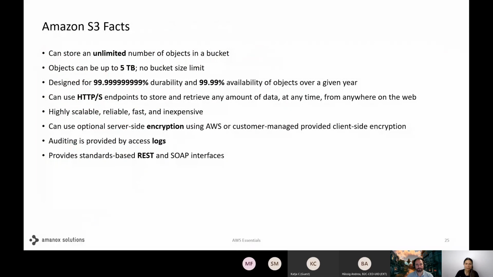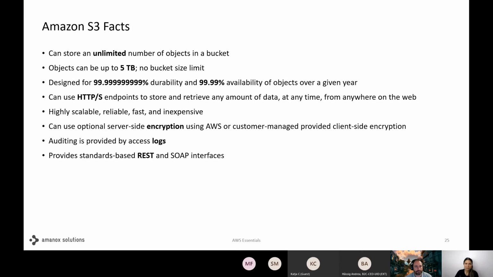So there are some facts about the S3 service. You can store an unlimited number of objects in what we call a bucket. And there is actually a limit of 100 buckets per AWS account. The size of an object can be up to 5 terabytes, but there is no limit to the size of a bucket.